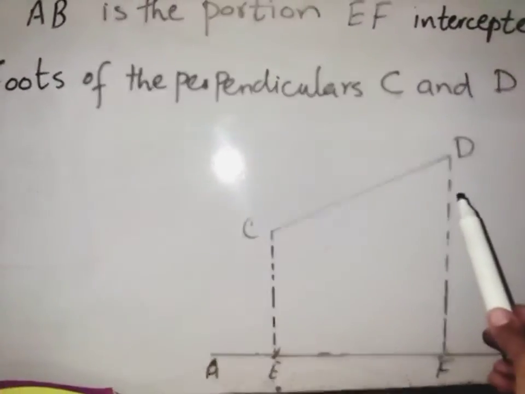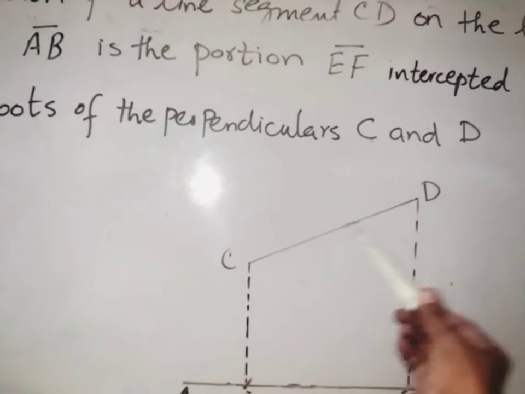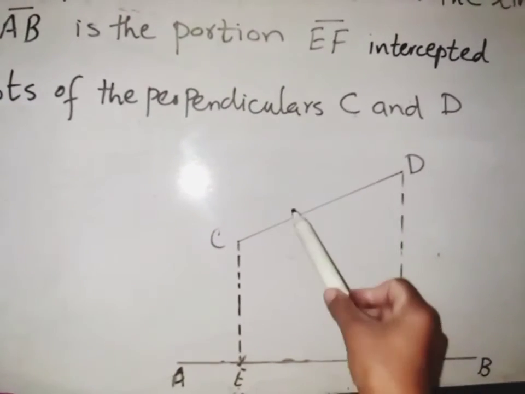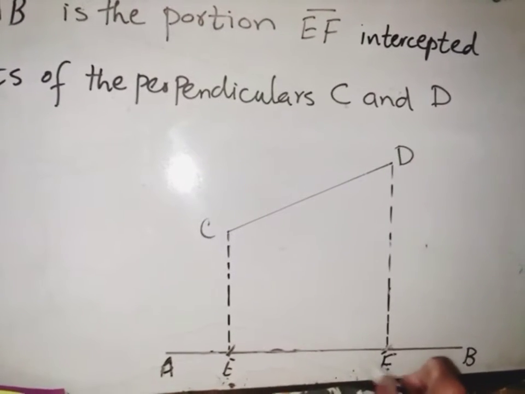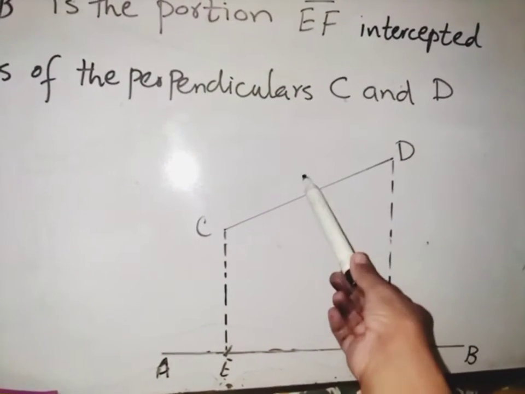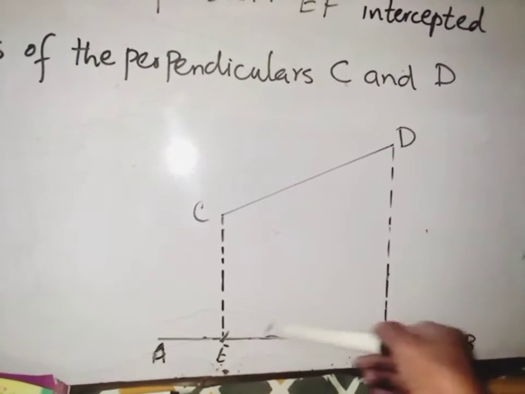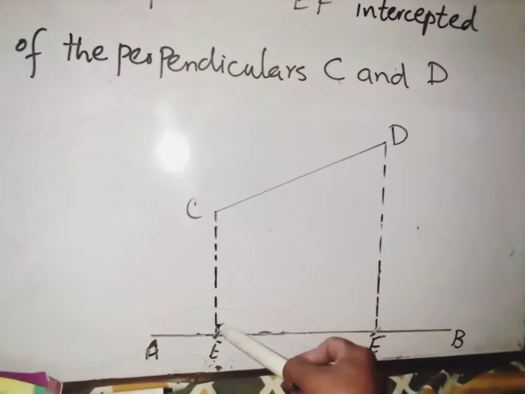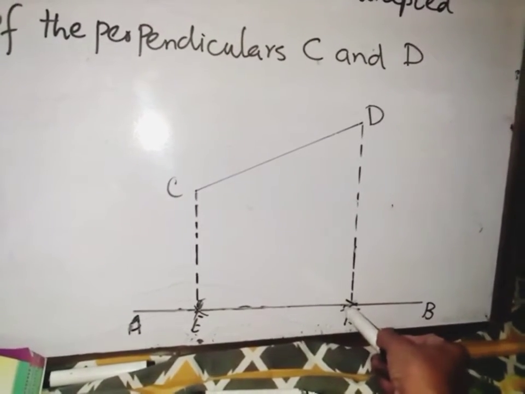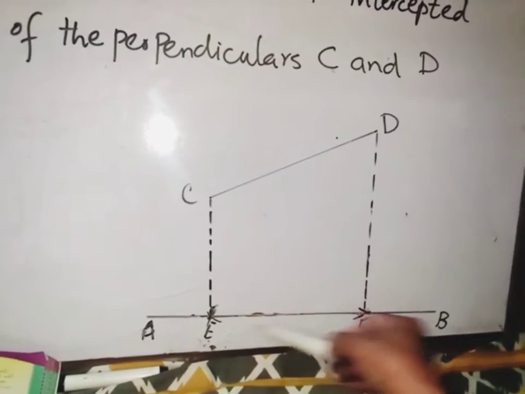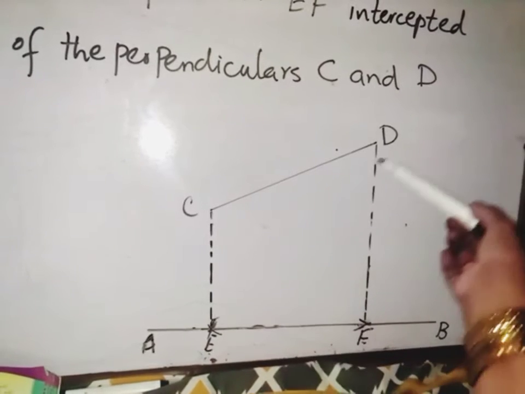Look at the figure. This is the figure of projection of the line segment. Suppose this is a line segment CD and its projection on the line segment AB is E to F. It means the line drops the shadow, or the projection, on line AB from E to F. This intercepted portion, from E to F, is the projection of line segment CD on line segment AB, from the foots of the perpendicular C and D.